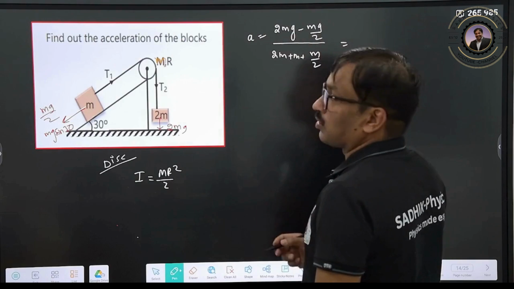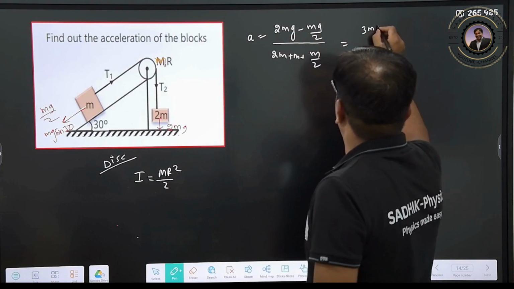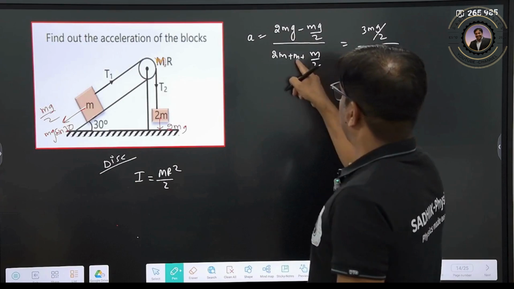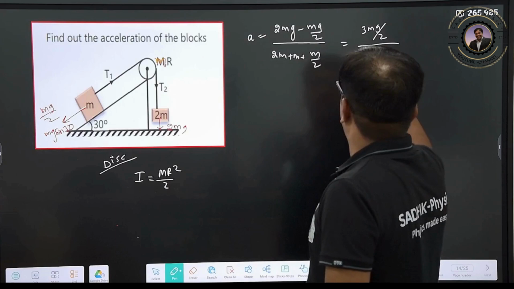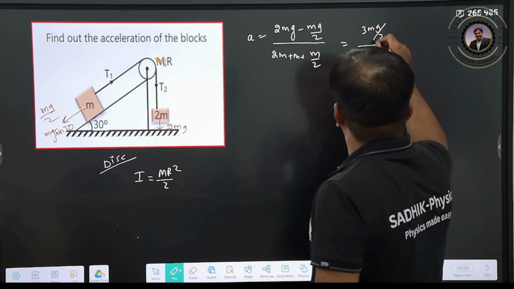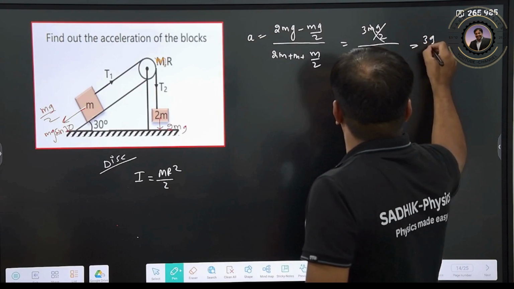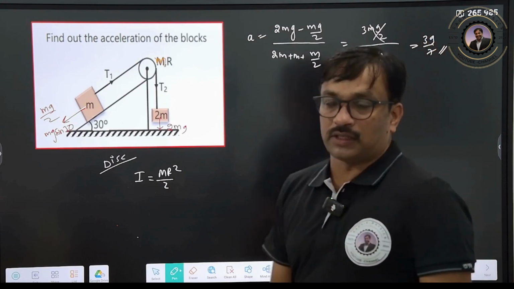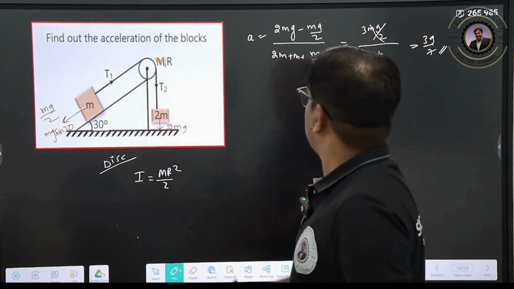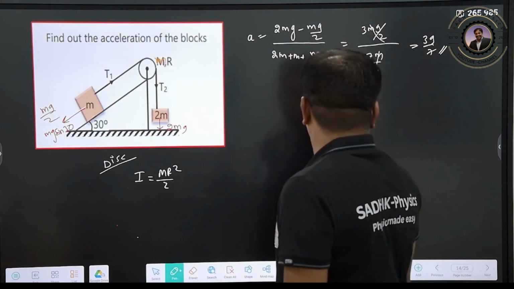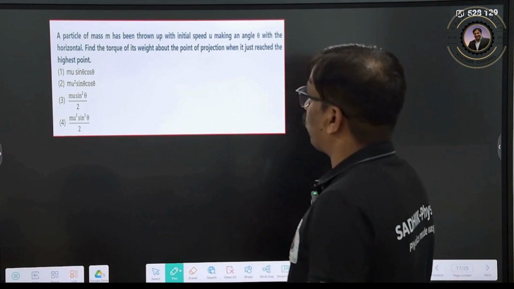This is 4 minus 1, therefore 3mg by 2. Clear? So this is 3mg. Therefore 6 plus 1, 7. 7m by 2. So m by 2 gets cancelled. 3g by 7 will be your acceleration. In this way, you can solve the problems very easily by using this formula. Clear? Right? We will see one more question now.